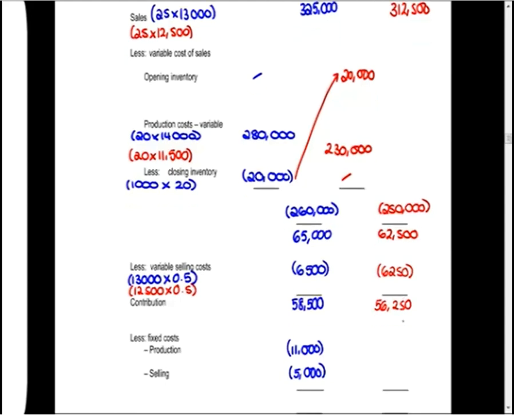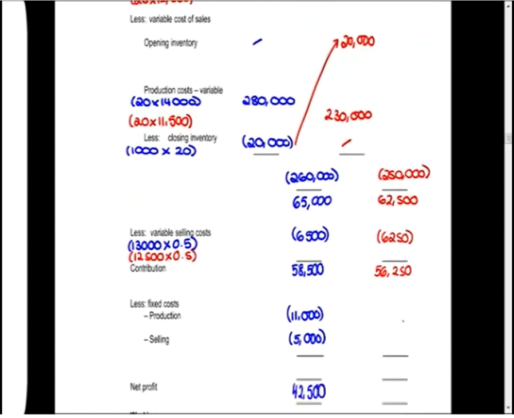$56,250, and my fixed costs in year 2, same as year 1, so another 16,000 to come off before we get down to profit of $40,250. Now don't worry if you think that that seems like a lot of work for 2 marks, because there is a shortcut which we will explore in a moment, but it's just worth understanding how the profit and loss fits together under marginal costing.